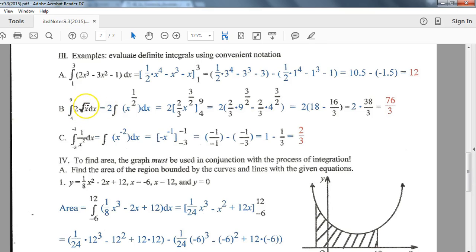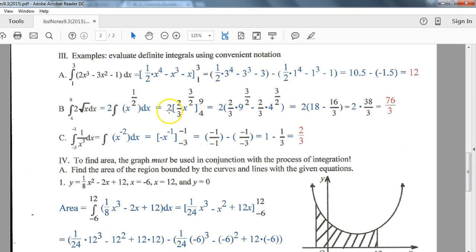But again, we would put this in a friendly format. This is x to the 1/2 power. We're going to ignore the constant for just a minute while we take the integral. So if we integrate x to the 1/2, we would add 1 to our exponent and get 3/2. We would then divide by 3/2, or you could say I'm going to multiply by 2/3, same thing.